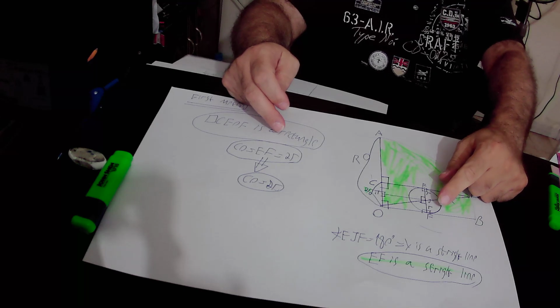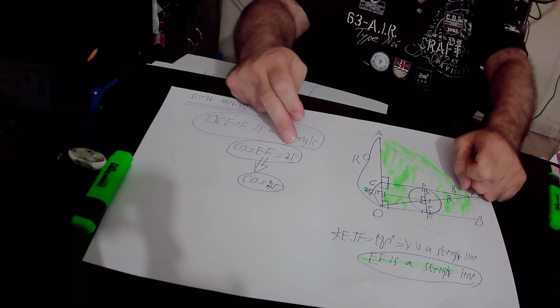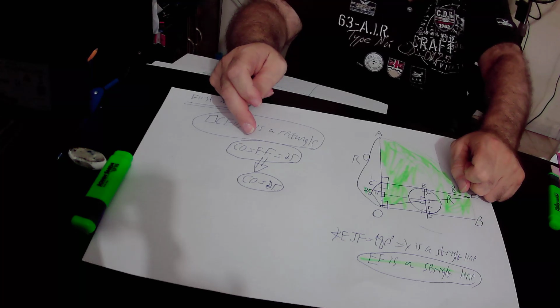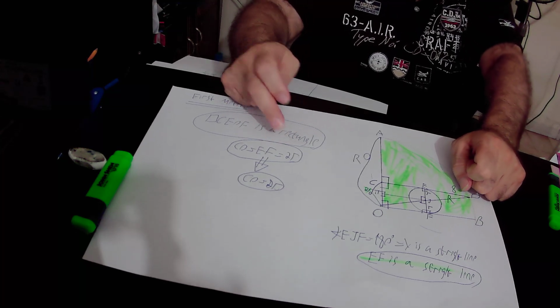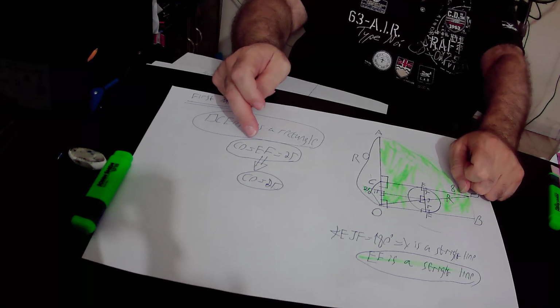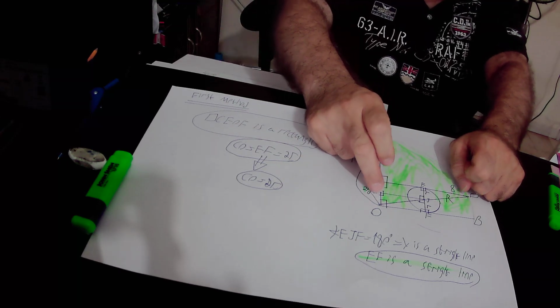But we know that EF equals R plus R, that is 2R. So EF equals 2R, and from this equation CO equals EF equals 2R, we derive that CO is also equal to 2R. Here CO equals 2R.